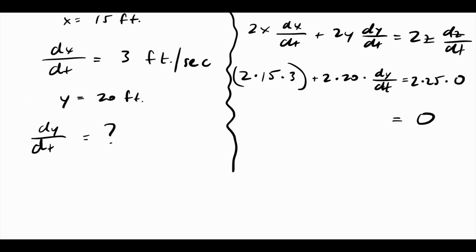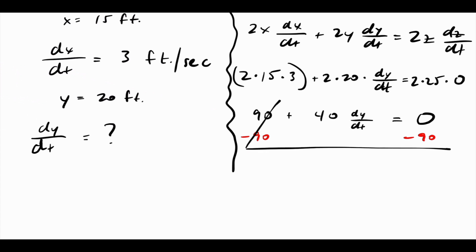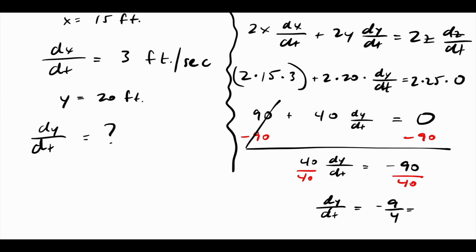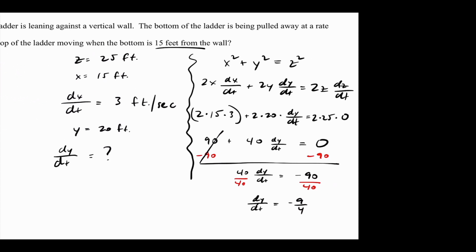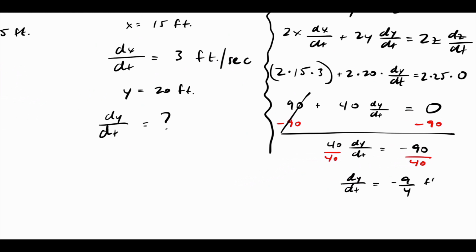Last thing, solve it. Let's see here. We get 90 plus 40 dy dt. I'm going to subtract 90 from both sides. 40 dy dt equals negative 90. Divide by 40. dy over dt equals negative 9 over 4, which is the same thing as negative 2.25. And since it's going to be feet per second.